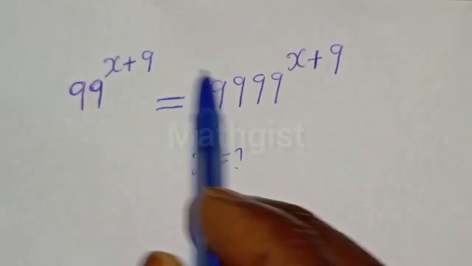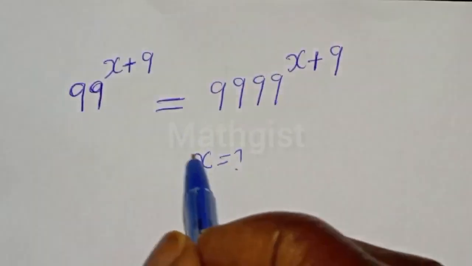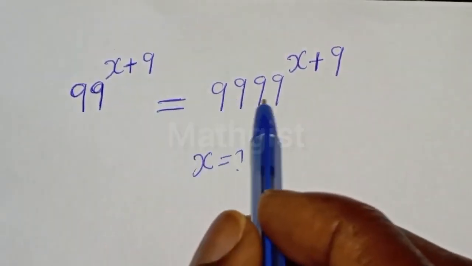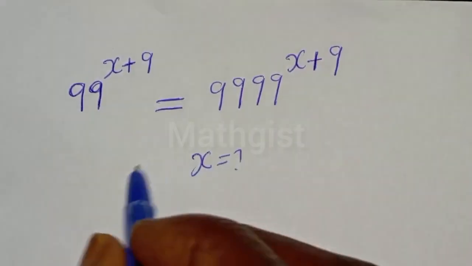Hello, how to solve for s from this given nice math problem. 9 raised to power s plus 9 is equal to 99 raised to power s plus 9. Solution.